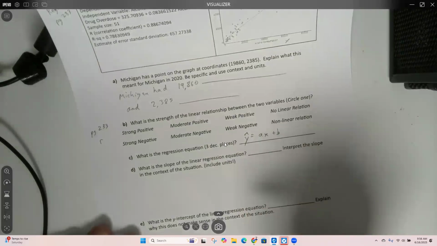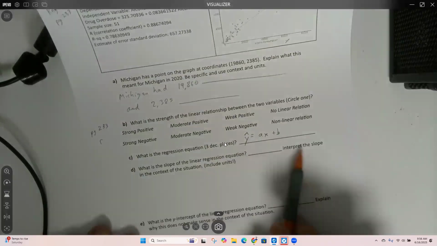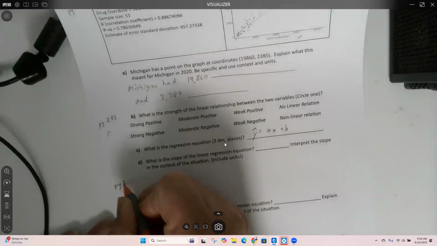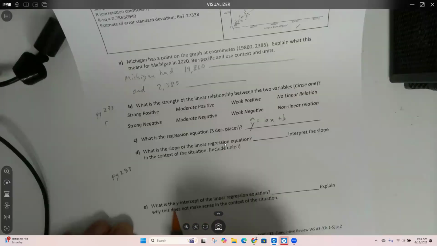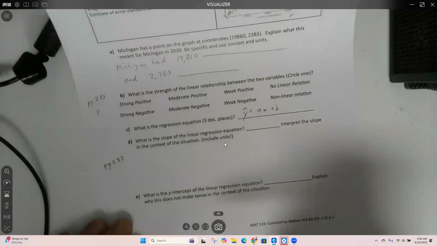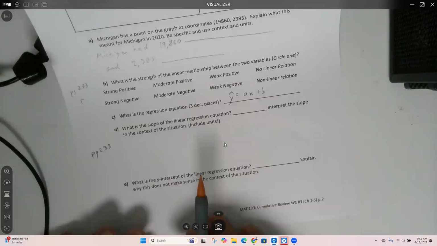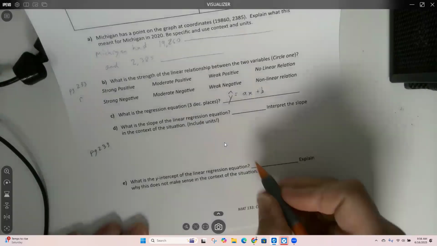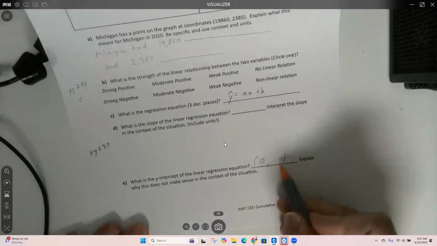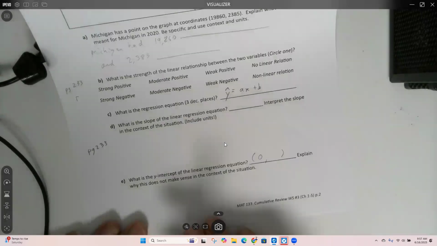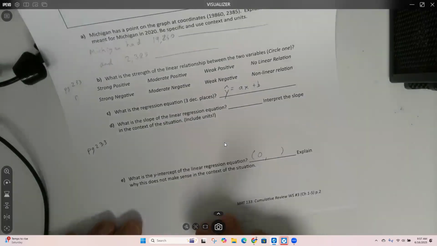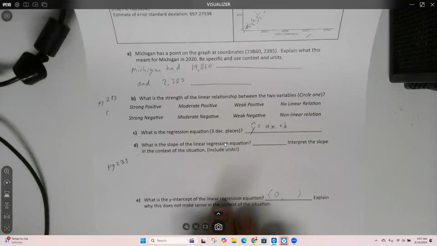What's the slope? Interpret the slope. Interpreting the slope, there was a script for that on page 233, right? It's like if your x increases by 1 unit, then your y increases or decreases by 1 unit, right? What's the y-intercept? Remember that a y-intercept always has 0 comma something, 0 comma a number. Okay. All right. Let's move on to the next page.